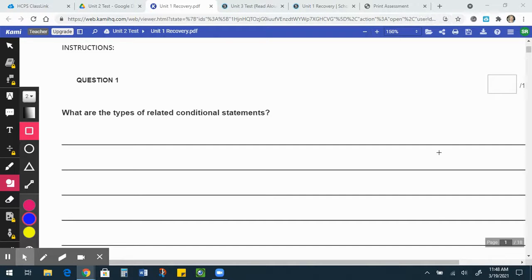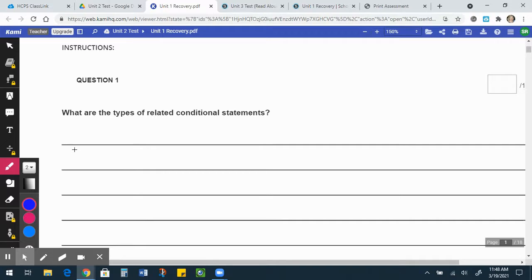This is the recovery video for Unit 1, Logic and Reasoning. For the first 3 questions, we're going to write down the key points that we need to know for Unit 1 that will make it easier for us to answer the questions that follow.